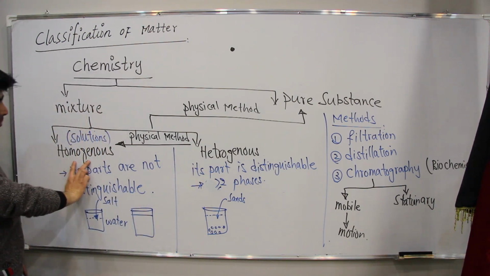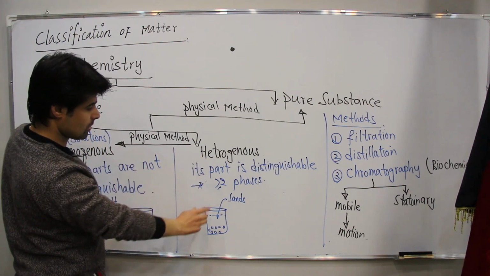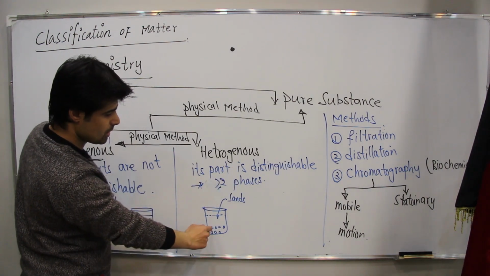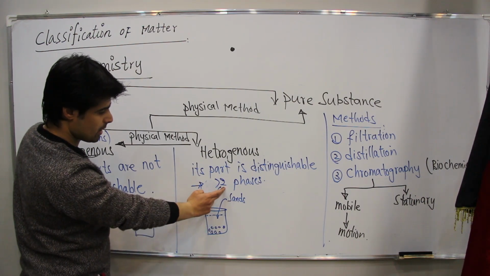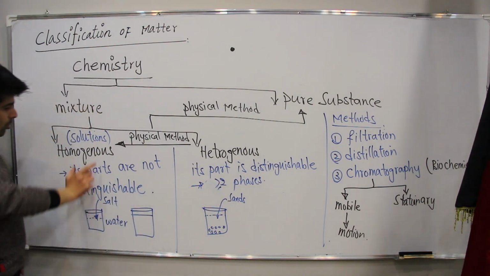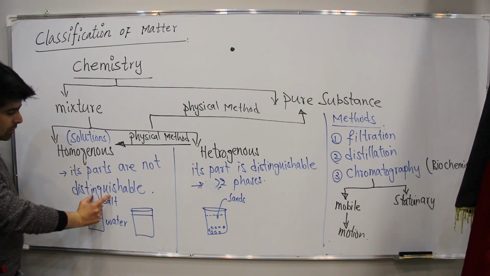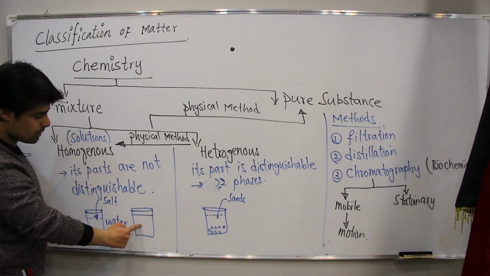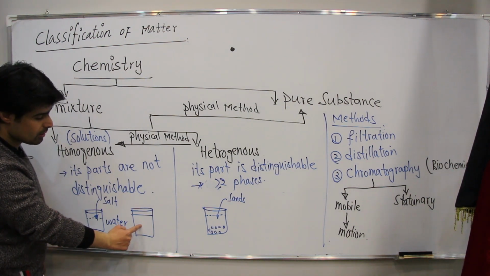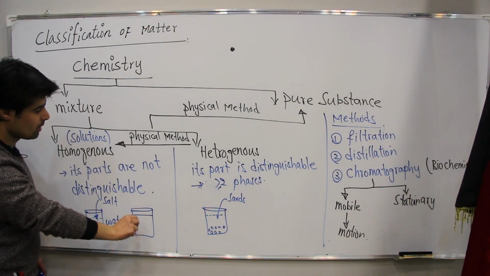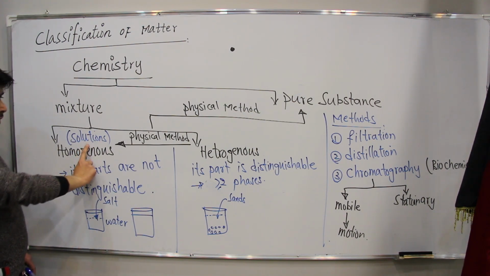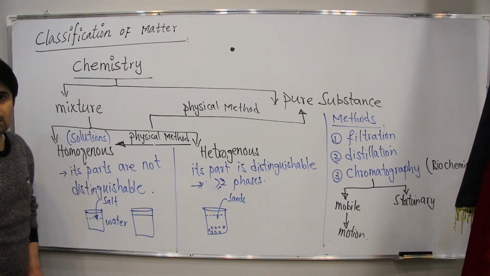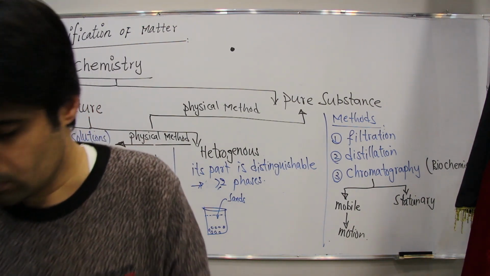Mixture is divided into homogeneous and heterogeneous. In heterogeneous, its parts are distinguishable, which means we can see them, it means it has 2 or 3 phases. But in homogeneous, its parts are not distinguishable. For example, we are putting something in, and you look down into it and imagine that there is nothing in it. It's also called a solution, and by physical methods we can change both of them to pure substance. Write it down. We will come to pure substances.